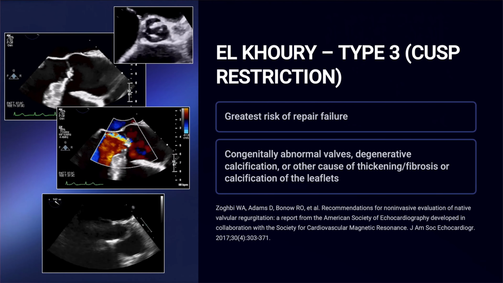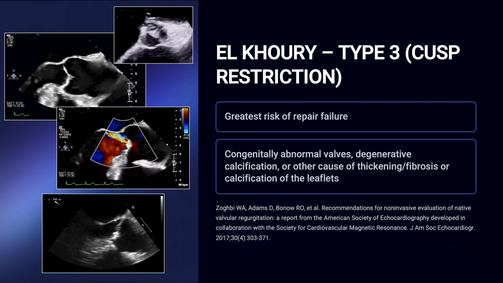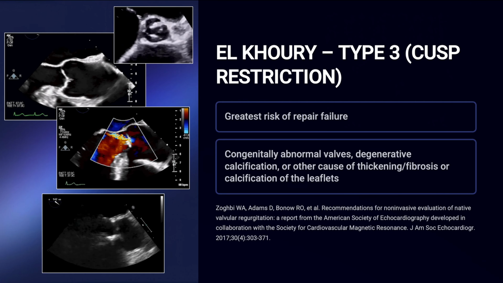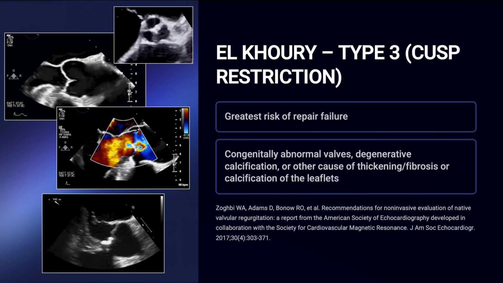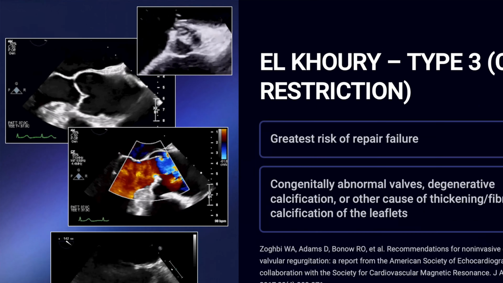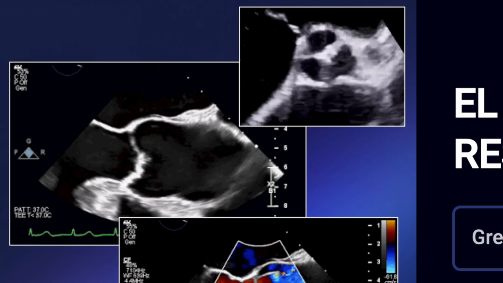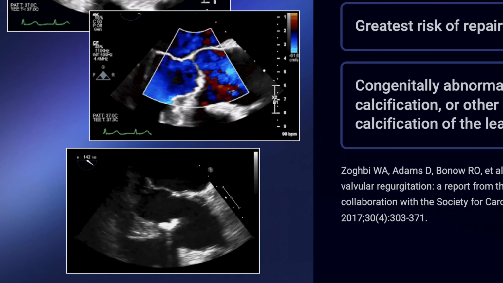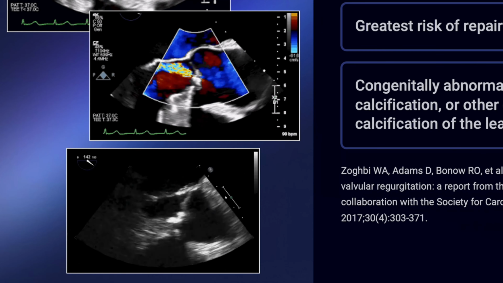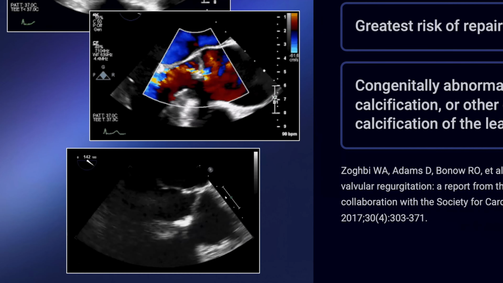The final Khoury class is type 3, where you have restricted cusp motion. This is especially important for surgeons because this is the greatest risk of repair failure if a surgeon tries to repair the aortic valve. You'll see in these top two clips, you have a rheumatic aortic valve that leads to restricted cusp motion. And in the bottom two clips, you see significant calcifications or a degenerative aortic valve that's leading to aortic insufficiency as well.